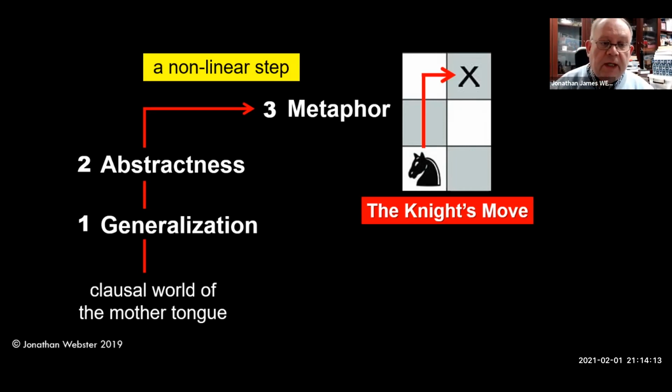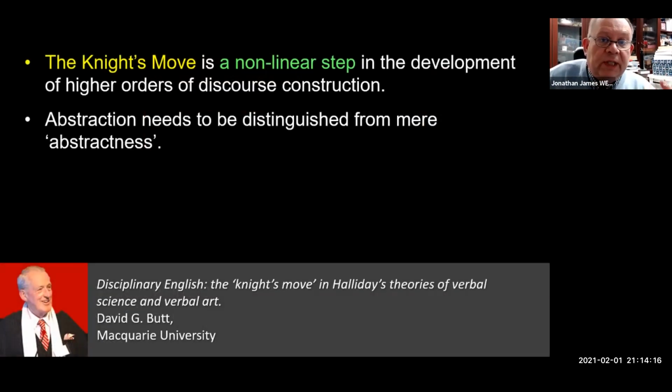Well, the knight's move in language, in grammar, is this non-linear step in the development of higher orders of discourse construction. And then he goes on to say this abstraction needs to be distinguished from mere abstractness. Now, I think it may be a confusing idea. Why isn't it really, you're turning the verbs into nouns, those are also a kind of abstraction. So why isn't it all just in the same direction?